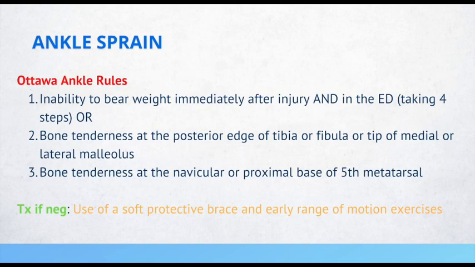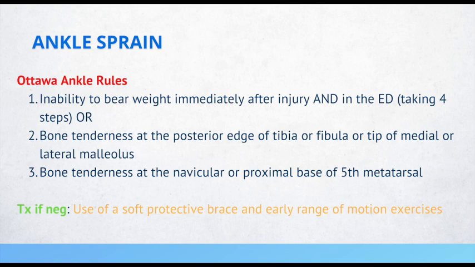So what are these Ottawa ankle rules? Well, first, you have an inability to bear weight immediately after injury and in the emergency department, or second, bone tenderness at the posterior edge of the tibia or fibula or tip of the medial or lateral malleolus. Third, bone tenderness at the navicular or proximal base of the fifth metatarsal.